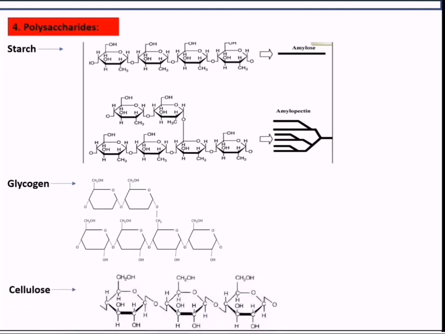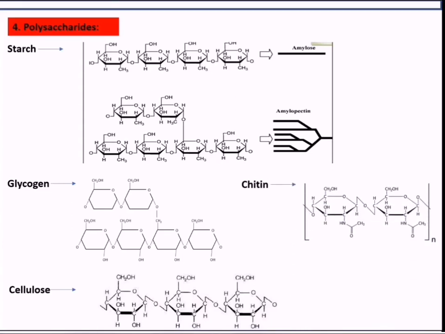Cellulose is a polysaccharide found in plant cell walls, composed of glucose units, that provides structural support and is a source of dietary fiber. The last one is chitin, which is found in the exoskeletons of arthropods such as insects and crustaceans, and in the cell walls of some fungi, composed of modified glucose units.